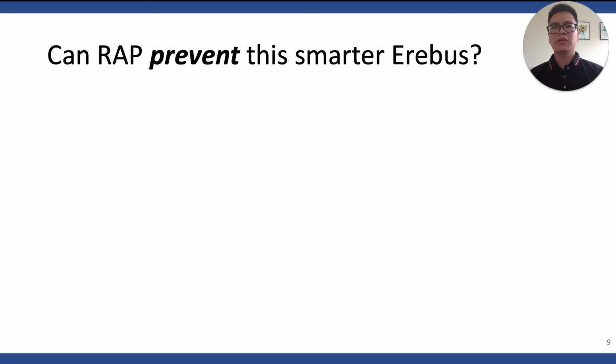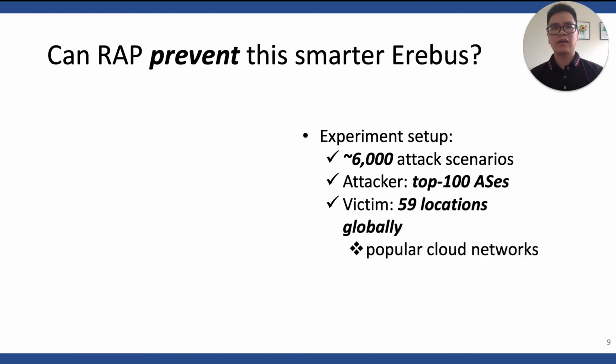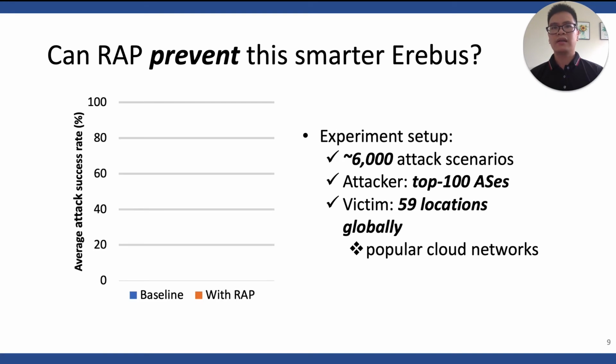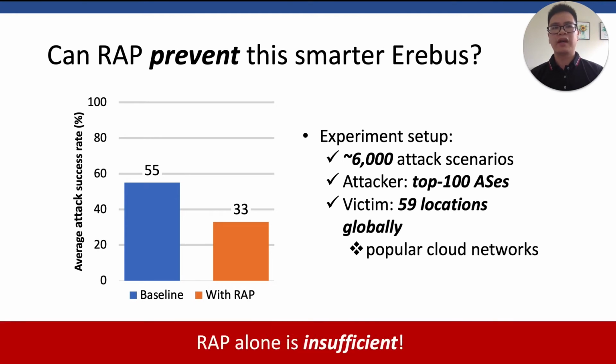To answer this, we perform a large-scale experiment of about 6,000 scenarios in which the attackers are the top 100 ASes and victims run at 59 different locations, such as popular cloud networks. And here is the result. We find that the Erebus attacks against the baseline client are successful in 55% of the cases. When the client implements RAP, the attack success rate decreased, but to 33% only. The results show that, contrary to our expectation, RAP alone is insufficient to prevent the Erebus attacks.